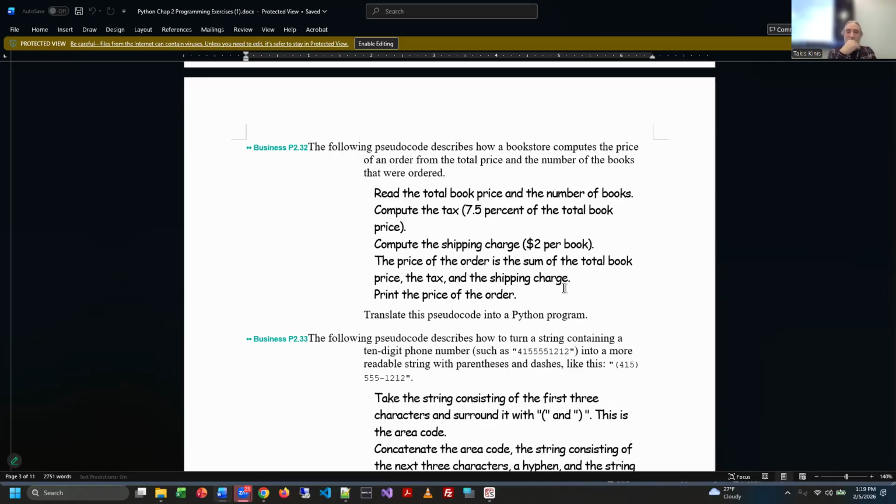It says the following pseudocode describes how a bookstore computes the price of an order from the total price and the number of books that were ordered. So you walk into a bookstore, you buy a book, you pay the price of the book, there's sales tax on it, and then you might have the book shipped. These are like things that you might do.